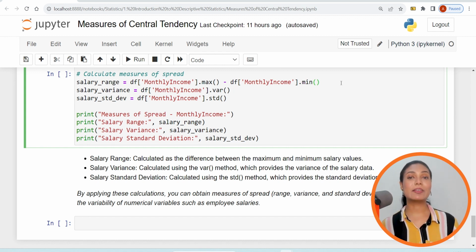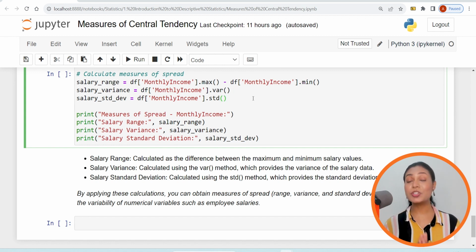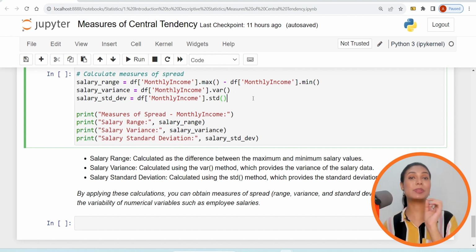The second line calculates the variance of salaries in the monthly income column. Variance measures the spread or dispersion of data points around the mean. The .var method computes the variance of the values in the column. The third line calculates the standard deviation of salaries in the monthly income column. Standard deviation is another measure of spread and represents the average amount by which data points deviate from the mean. The .std method computes the standard deviation of the values in the column.